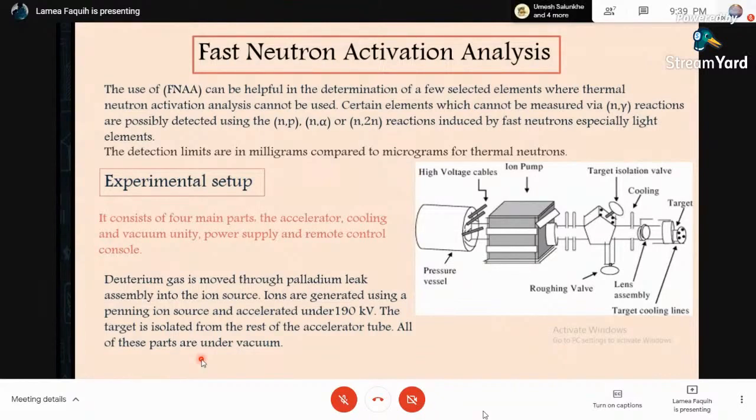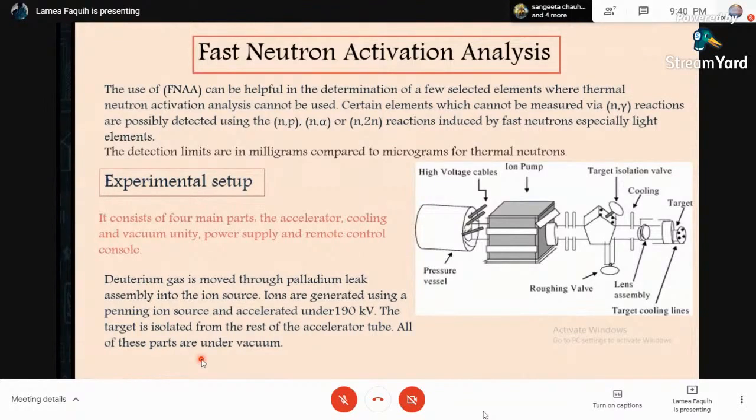Those elements that cannot be measured by neutron and gamma reactions or neutron and gamma radiations, there we use fast neutron activation analysis, because here we can supply neutron alpha or neutron proton kind of reaction. Now here the detection limits are much higher. That means we are considering them in milligrams rather than micrograms as compared to the previous neutron activation analysis.